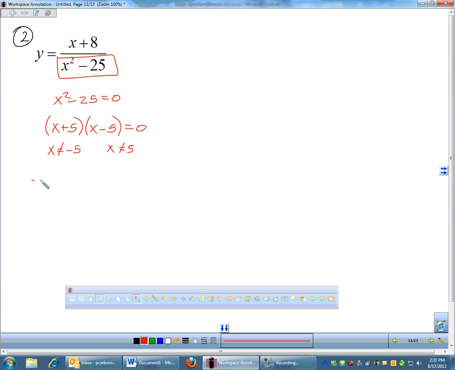Now again, the interval notation with this one's going to be tricky. X cannot be -5 or +5, so I'll put open circles there, but I can be anything else. And so when I do interval notation, I start walking along the number line.